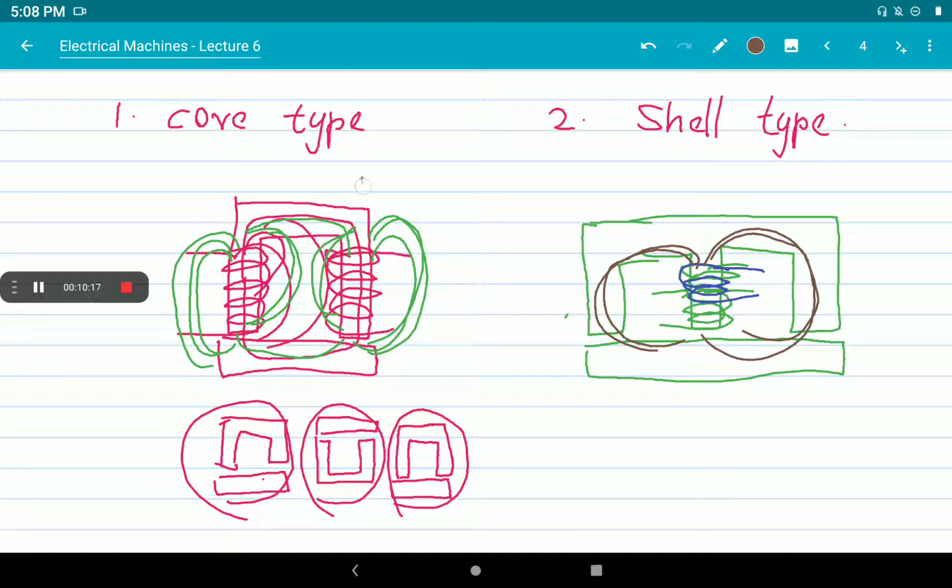Core type transformer is like this, a C-shaped limb which is closed by a straight rod. In shell type, it is an E-shaped limb which is closed by a straight rod here. Normally silicon steel is used as the magnetic core. Silicon steel lamination, these stampings as we call them, are of 0.3 to 0.5 mm thickness. Each lamination will have 0.3 to 0.5 mm thickness.